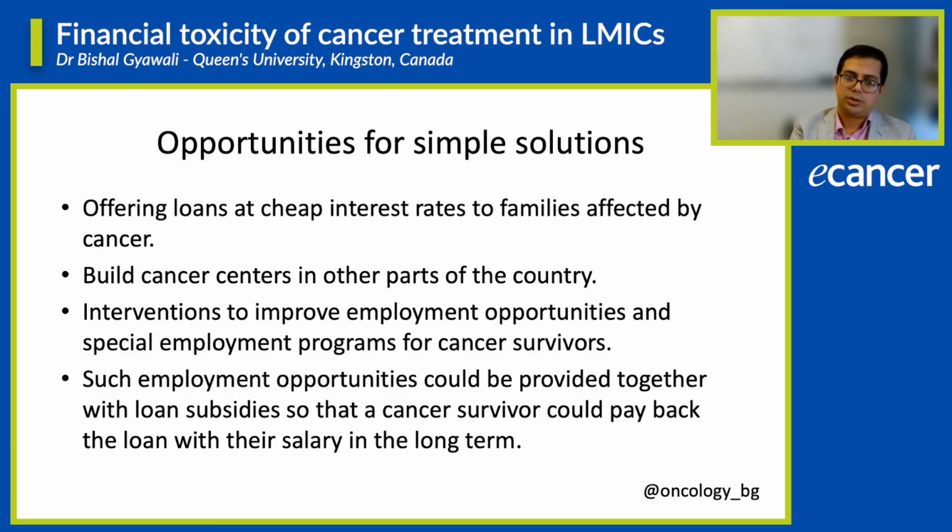The other solution that comes up from this study is that we need to build cancer centers in other parts of the country. We have several cancer centers in a couple of urban areas, but there are no cancer centers in other parts of the country. So patients are traveling almost 48 hours one way sometimes to reach the cancer center, and that is adding to the financial toxicity for them. These are the type of solutions that we can think of when we run such a study. Although it's a simple descriptive study, it is helpful in that way.